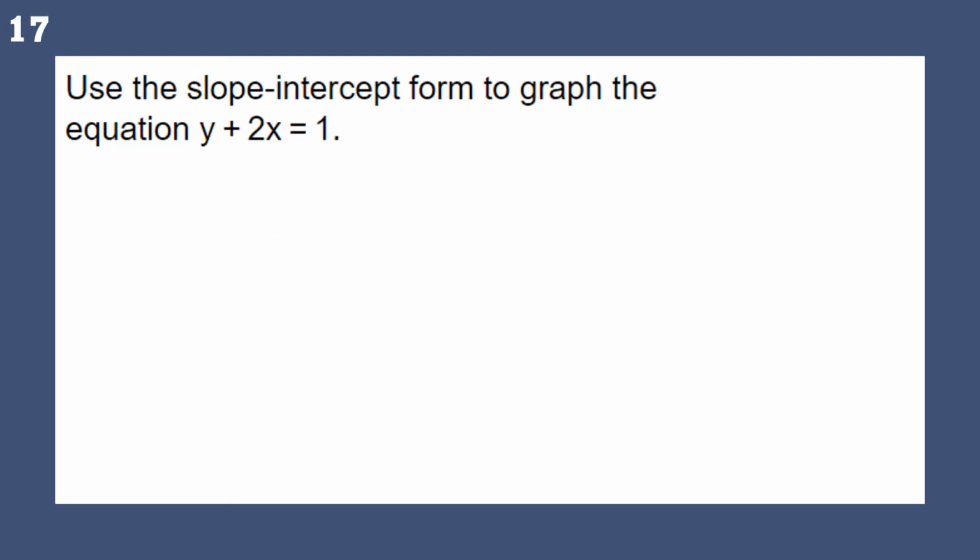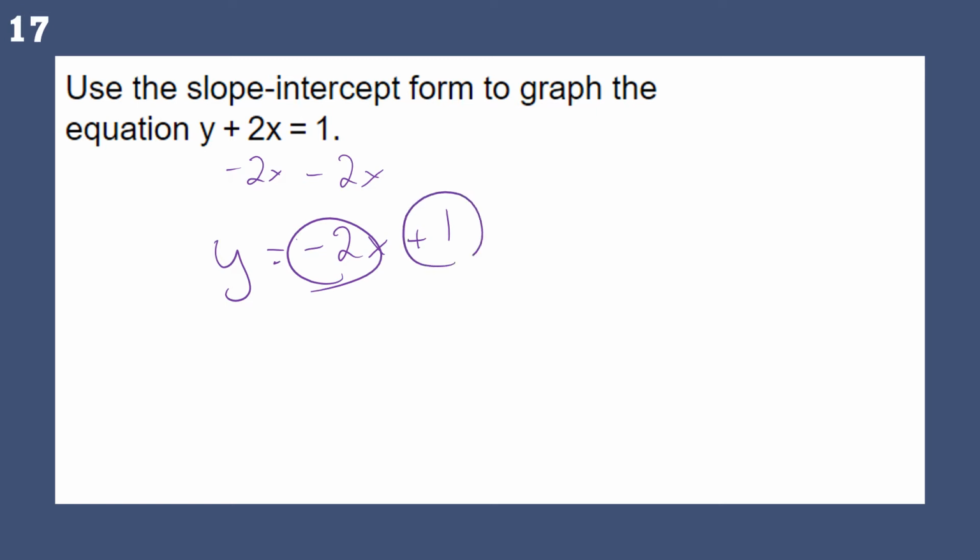Use the slope-intercept form to graph the equation. It's not in slope-intercept form, so the first thing I'm going to do is subtract 2x from both sides. And I get y equals negative 2x plus 1. My slope is negative 2. My y-intercept is 1. So I'm going to start by graphing my y-intercept. I'm going to go to 1. And then I'm going to move according to my slope. It says go down 2: 1, 2. And then I can't just put a point there. I need to move over. If we don't have a denominator that tells us rise over run, we just move over 1. So I'm going to put my second point right there, and then I'm going to connect my dots.